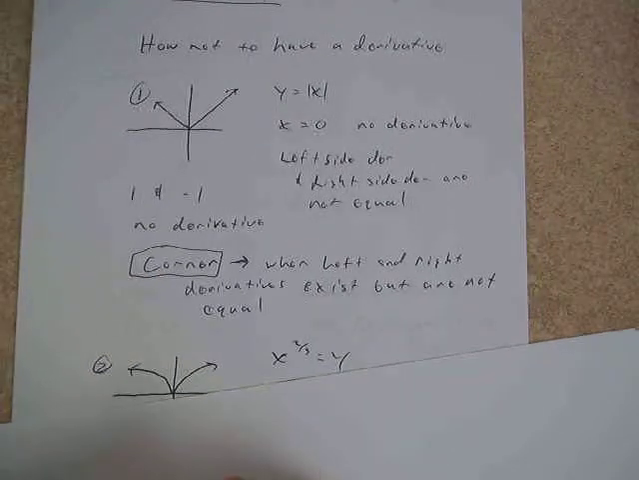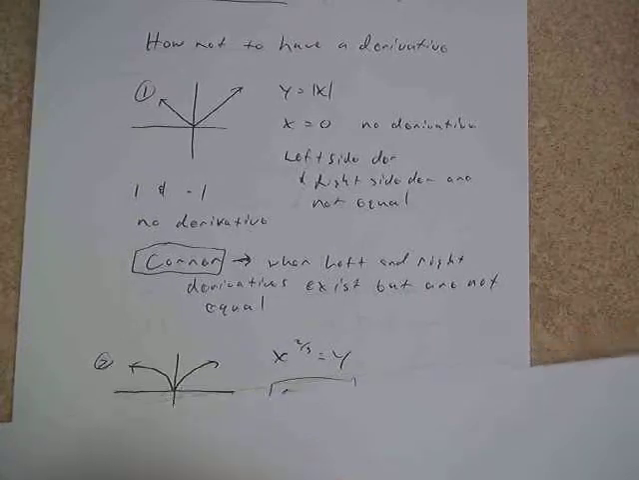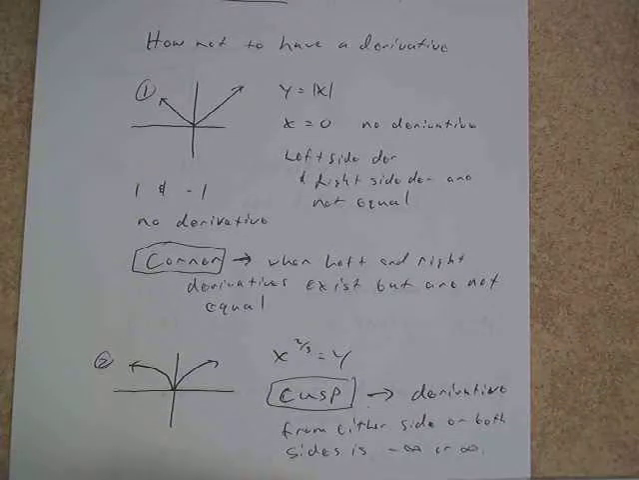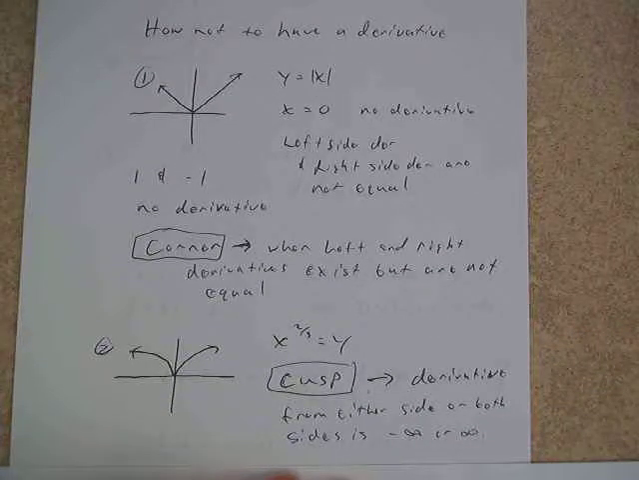Now, when we look at this function, this is another type of point where we don't have a derivative. It's y equals x to the positive 2/3. If we graph it, it looks as such. And that particular point, it's kind of like a corner, but not exactly, and we actually call it a cusp, and here's the difference. The derivative, from either side, or both sides, is -infinity to infinity, or infinity, I should say, not 2.